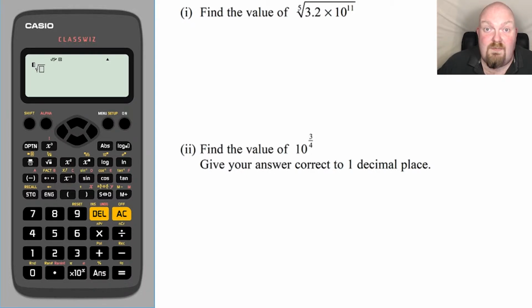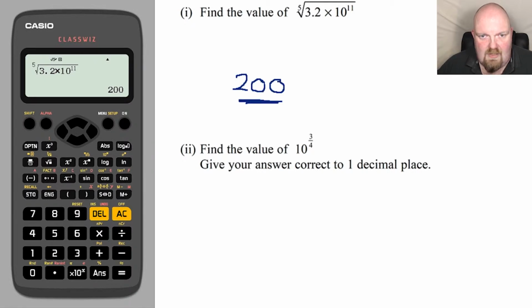So in my question, I'm looking for the fifth root. So it's fifth, then click the right arrow, so the next button, which takes me into the root, and I have 3.2 times 10, and then the same button as before, just without the shift this time, x to the power of whatever. Then I can type in that it's 10 to the power of 11. Once I've got there, all I need to do is press equals, and I get the answer 200. Okay, so my answer for the first one is 200. Not really any working out to do because it's all got to be done on the calculator. Okay, so that's part one.